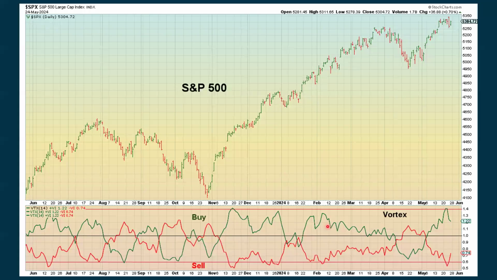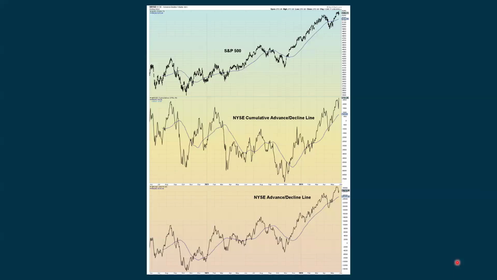The vortex, pretty easy to interpret this. Green line on top, positive. Red line on top, negative. The green line is on top, and it had given us an extreme reading and has been pulling back since then. At some point, if prices go up, we want to see the green line turn and go back up as well. It would be even more helpful if the red line was to continue to decline.